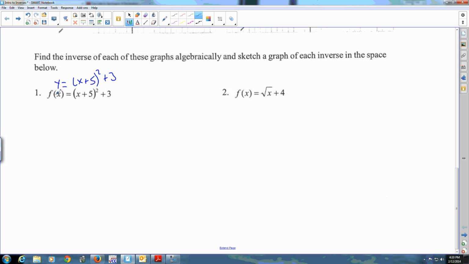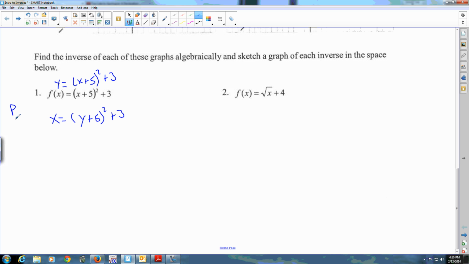Pretend you got the y equals instead of f of x. Switch your x and y. Whoops, made a mistake already. x equals (y plus 5) squared plus 3. Now you guys have to solve for y.